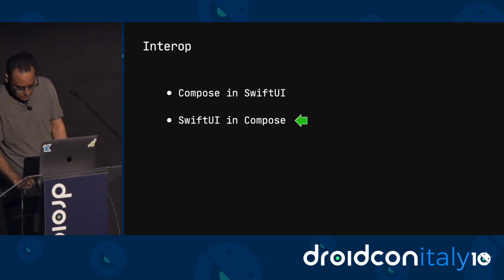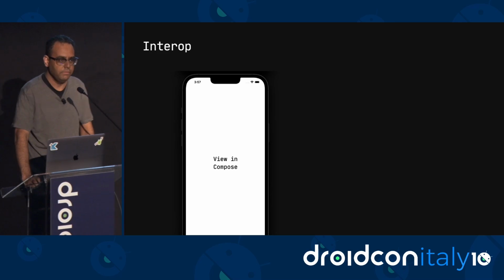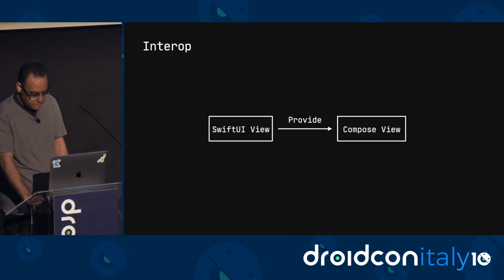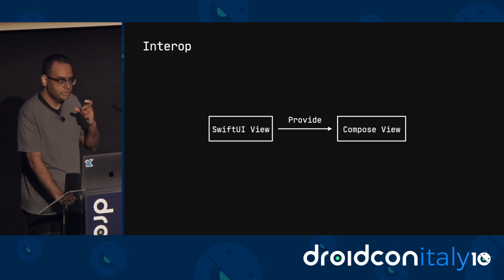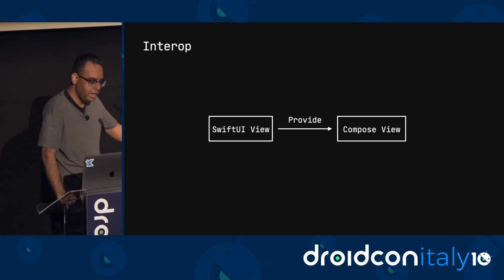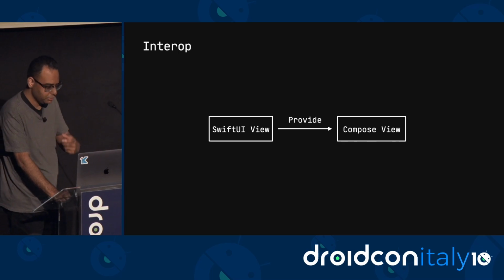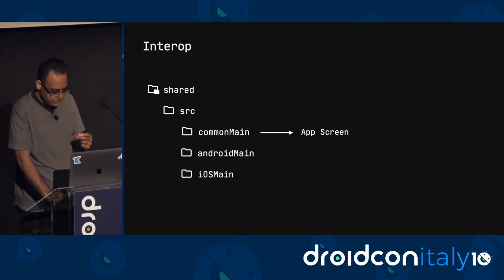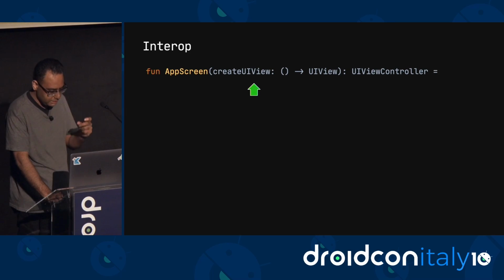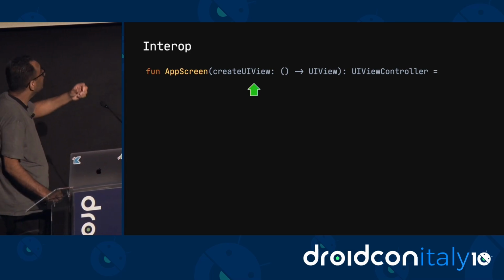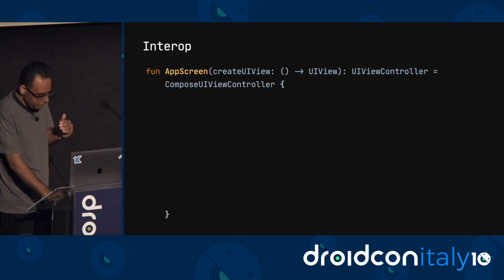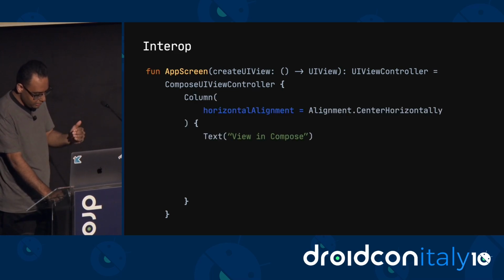Let me show you. Here I have a view in Compose, and I want to use a SwiftUI view. There's a utility that they provide, like a factory in which you provide a SwiftUI view. Let me show you that. So suppose I want to set up an example of a common main and app screen. I'm going to set up a composable method. I forgot to add @Composable, but whatever. So you set up a view controller. You set up a column like I showed you.